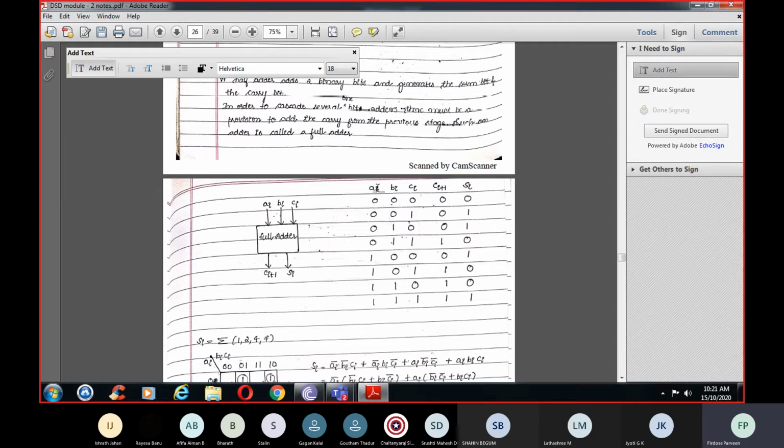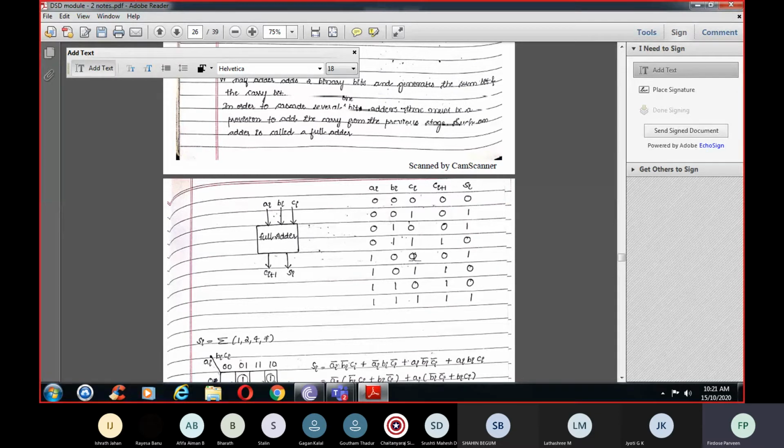So now you know if there are 3 inputs, you will have 8 combinations. So 0 plus 0 plus 0 is 0, that is carry is 0 and sum is 0. 0 plus 0 plus 1, sum is 1, carry is 0. 0 plus 1 plus 0, it is 1. 1 plus 1 plus 0, carry is 1 and sum is 0. 1 plus 0 plus 0, sum is 1.